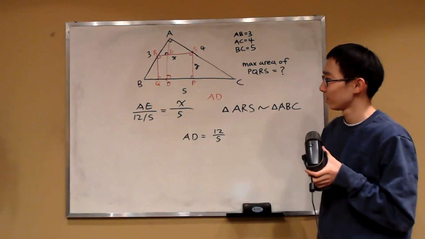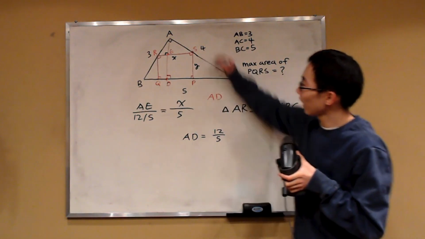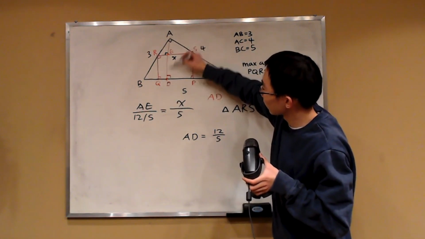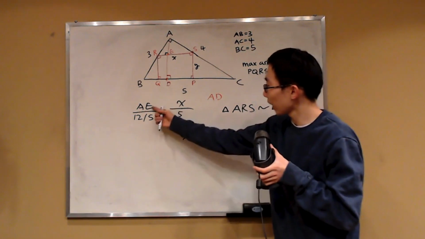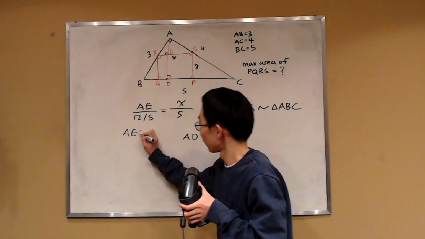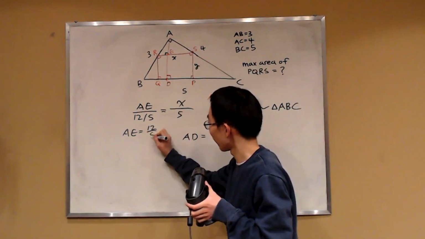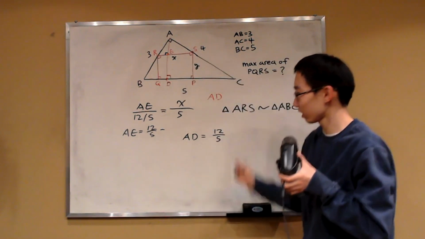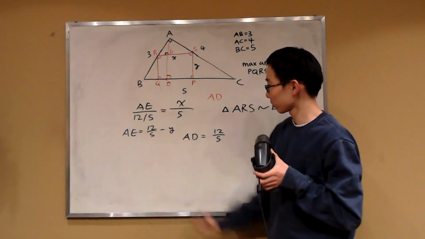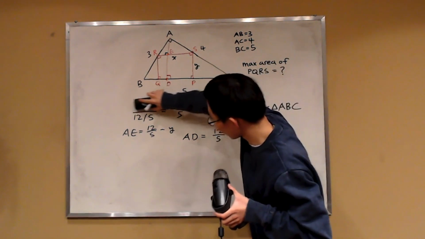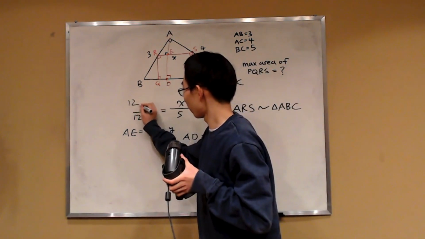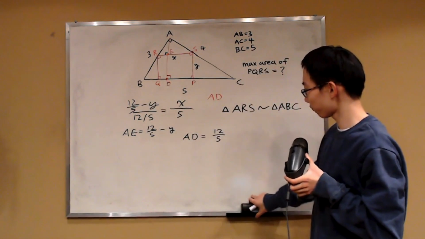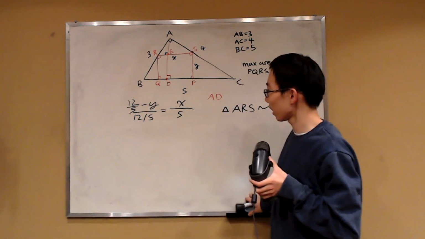What is AE even? Well, notice that this part is just a portion of the entire altitude, AD, right? Notice that we can literally write AE as the entire altitude, 12 over 5, and then minus y, right? Because this part is literally just y as well. So there you go. And now we can make the substitution. So AE is just equal to 12 over 5 and then minus y. And there we have it. We finally have a way to express y in terms of x.